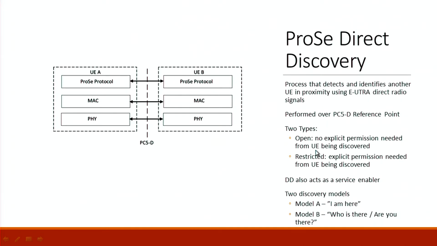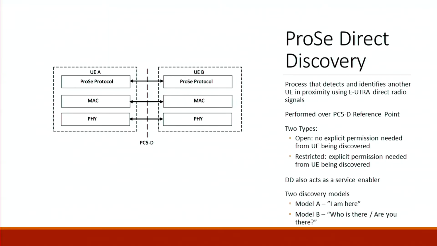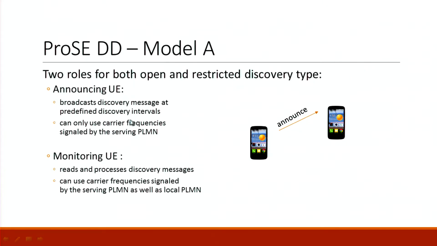Besides the two types, in an orthogonal manner, there are two discovery models. So the types have to do with whether you want to be discovered or not. The discovery models, model A and model B, distinguish between how the discovery happens. Model A is a sort of, I am here, I am here and I am willing to be discovered by anyone.